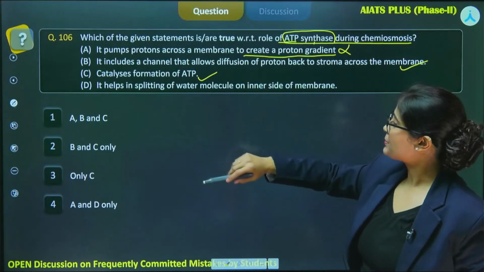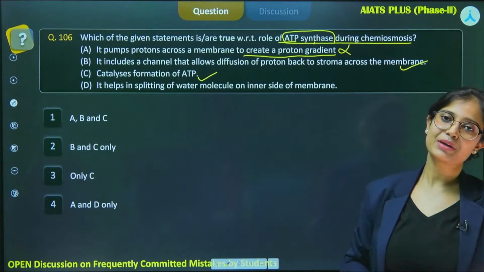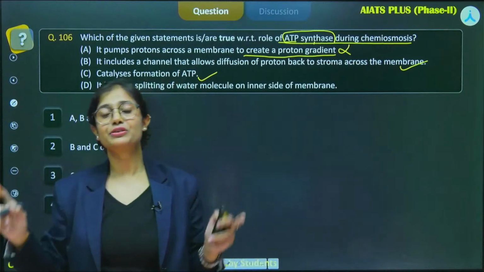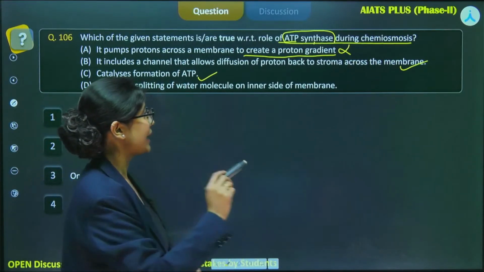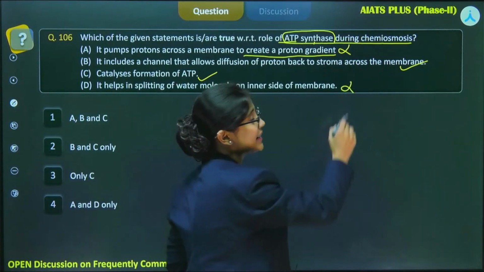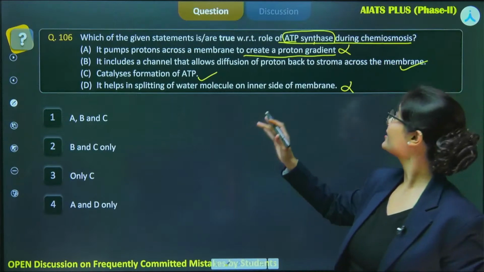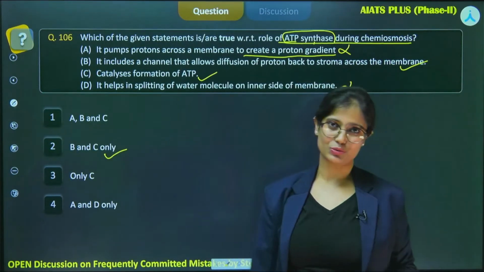Now, the fourth statement says it helps in splitting a water molecule on inner side of the membrane, which is not facilitated by ATP synthase. On the contrary, it is facilitated by PS2. Right? So this statement is incorrect. So among the four statements, two statements are correct. Those are B and C, which is correctly depicted in option 2.